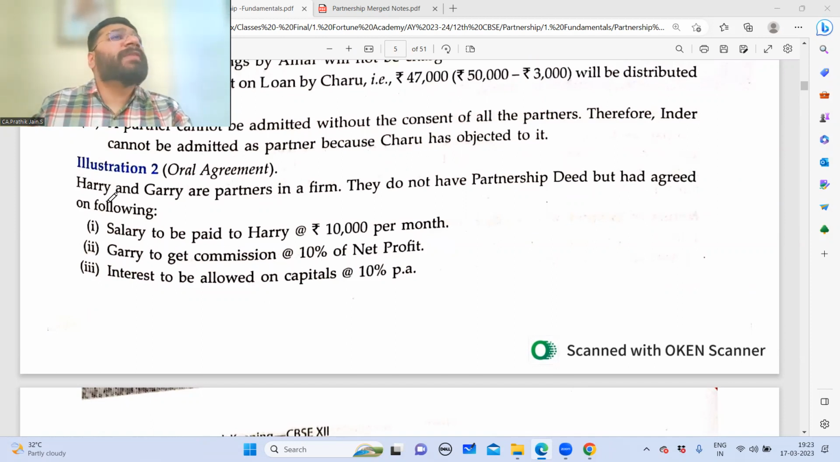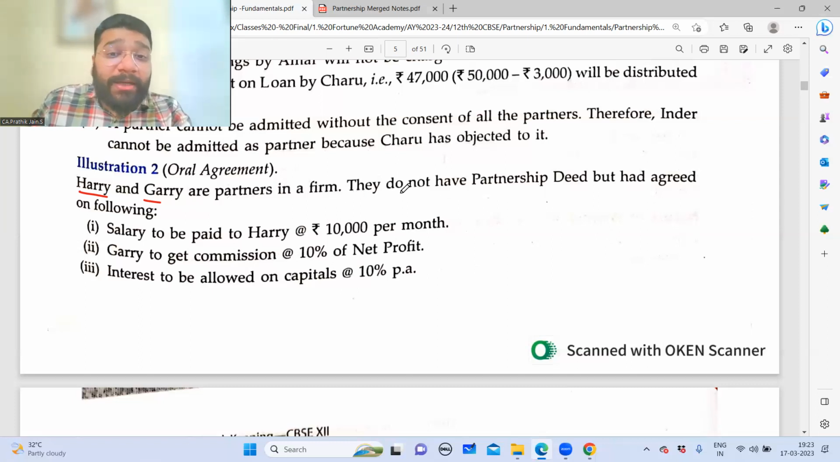Second illustration. We'll do it very quickly. Harry and Gary. Guys, I'm telling you one thing very clearly. This book is fond of rhyming words. So don't be shocked. Every partner in real life will not be rhyming, but in this book you'll find all rhyming partners. Enjoy nicely.